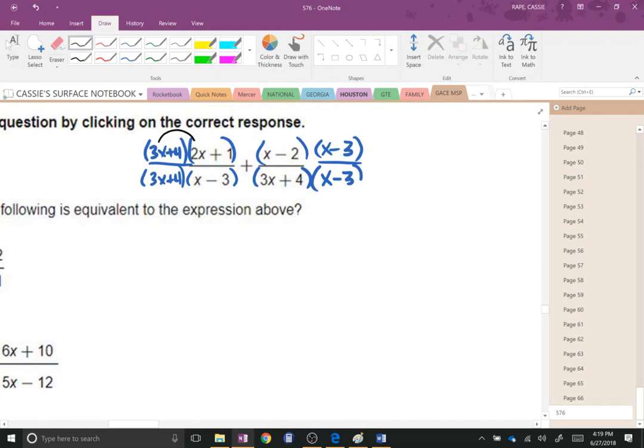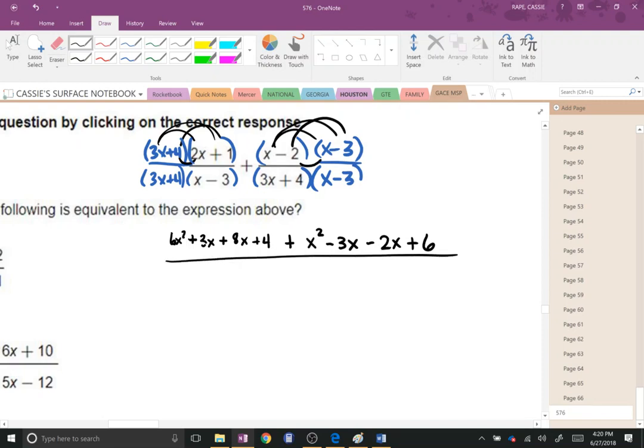I'm going to do the first, which is 6x squared, outer, which is plus 3x, inner, which is plus 8x, and the last, which is plus 4. I'm not going to put in parentheses, plus first, which is x squared, outer, which is minus 3x, inner, which is minus 2x, and last, which is plus 6.